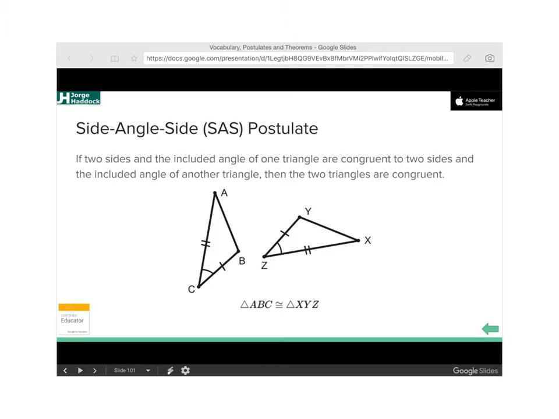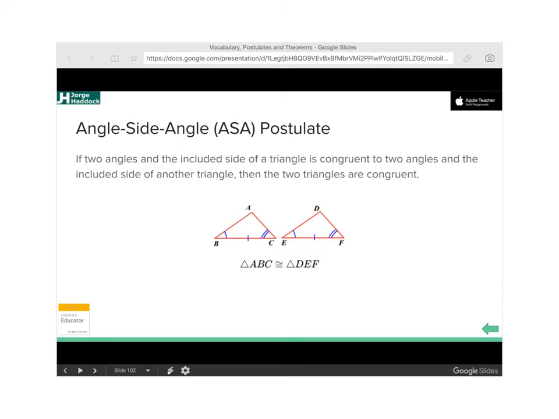The next postulate is the angle-side-angle postulate. If two angles and the included side of a triangle are congruent to two angles and the included side of another triangle, then the two triangles are congruent. Again, as you can see here, my included side is the side that is part of those two angles, the side of those angles, right? So for angle B and angle C over here, BC is that included side. Same with EF, so EF is the included side.